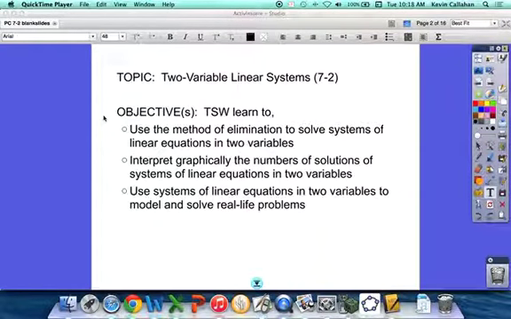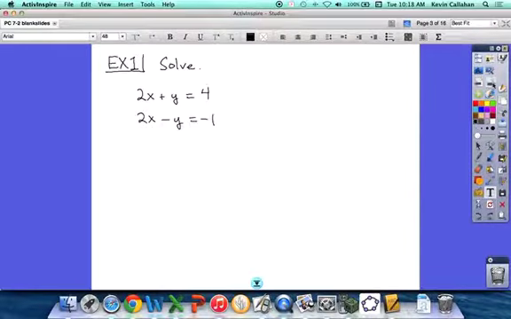Okay, so today we do the method of elimination, which you should have had before. It's not really that much different in this presentation of it. If you don't remember having it, then this should help you out, right?